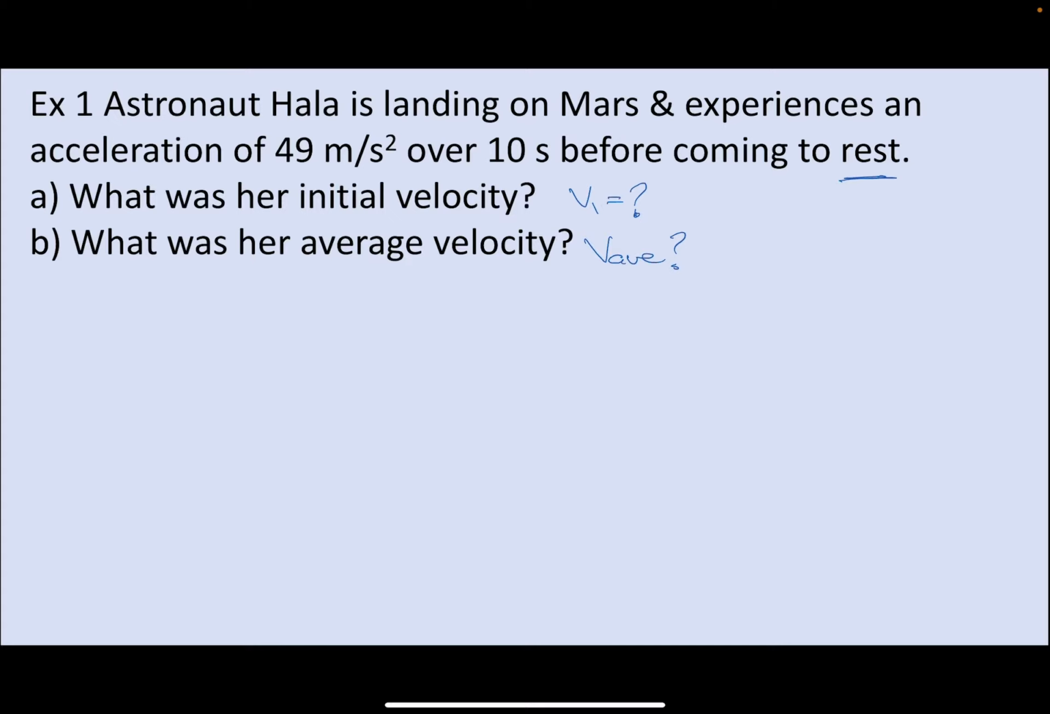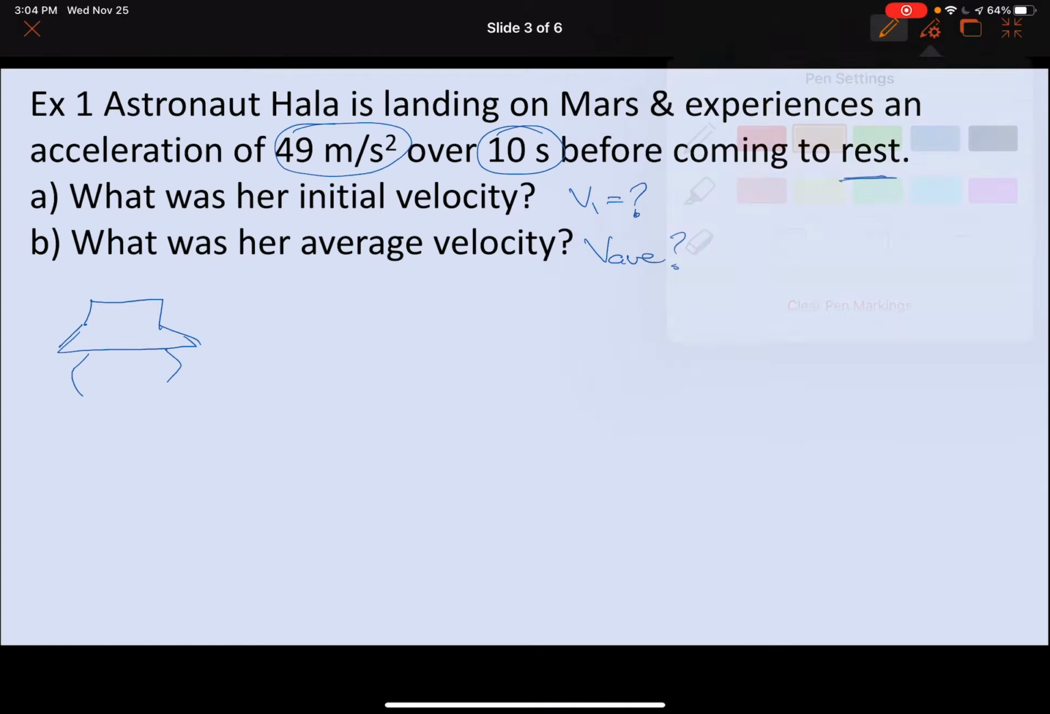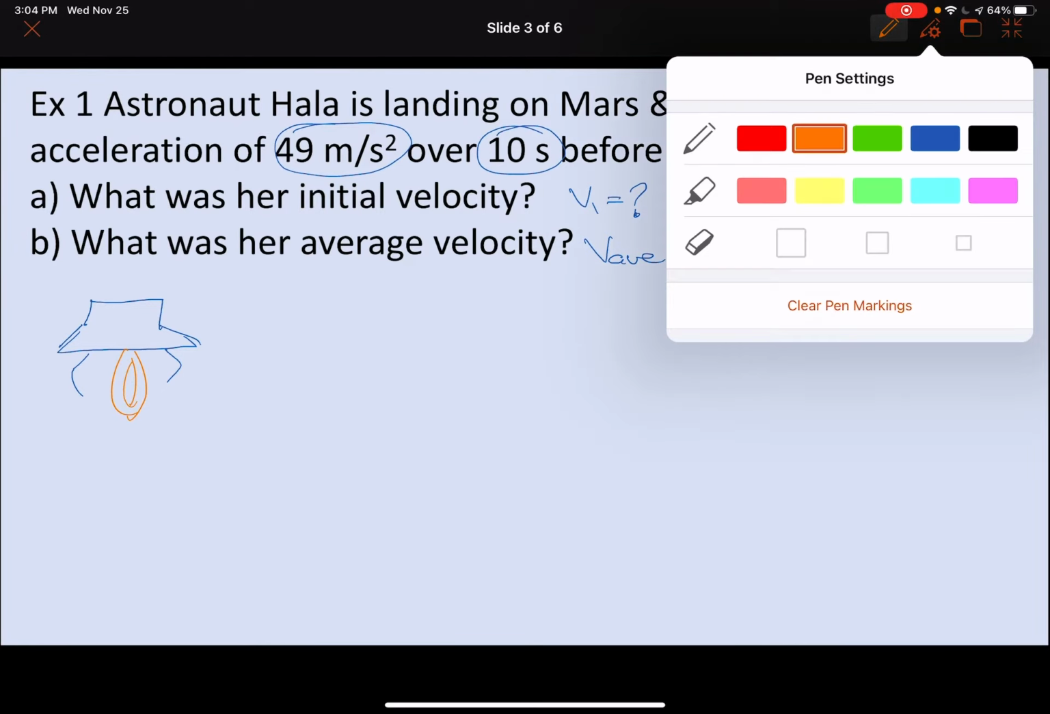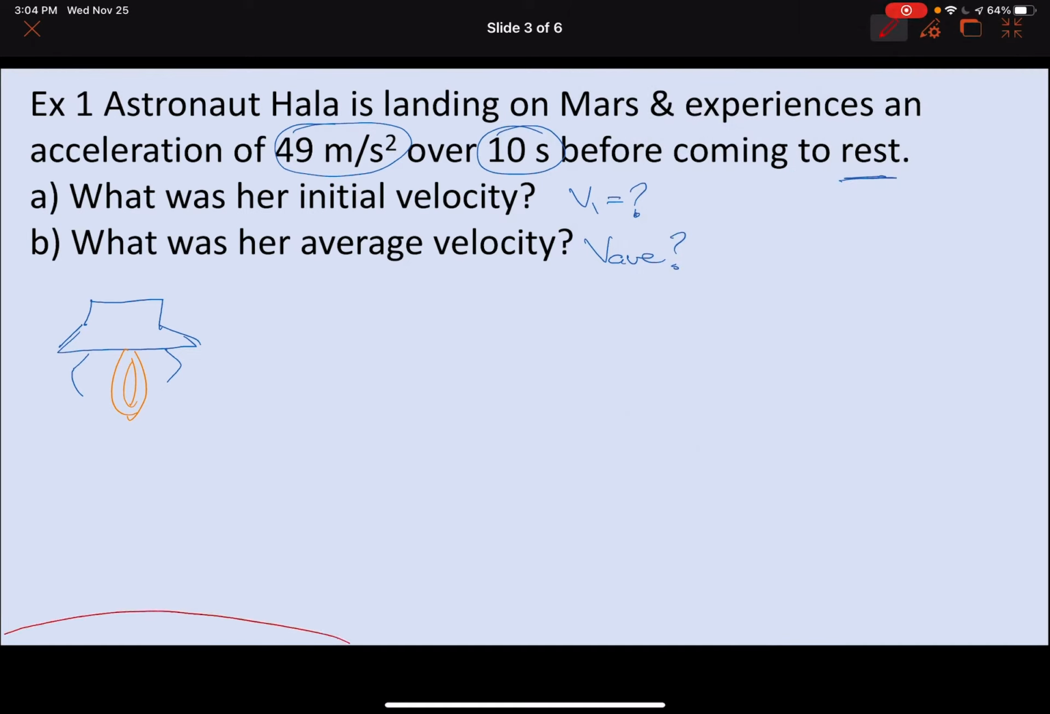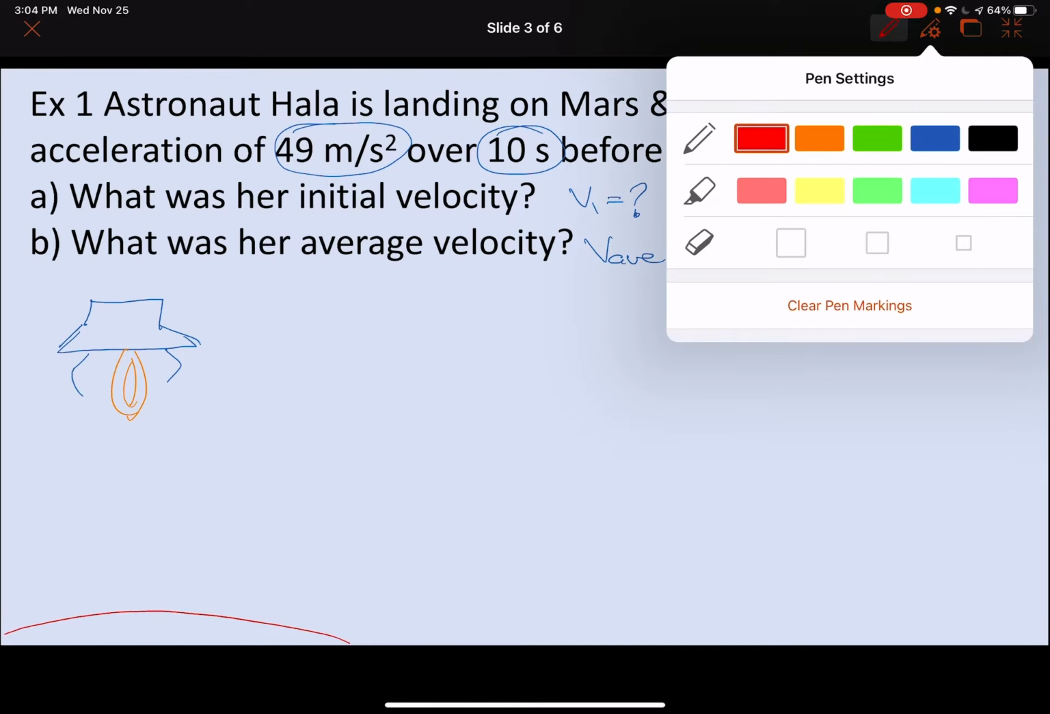We're given some numbers up here: 49 meters per second squared, 10 seconds. What are these numbers? Let's identify what these things are, but let's also think of her spaceship coming down. I don't know what her spaceship looks like here. Kind of looks like a top hat or something. Here's her spaceship, here's the legs, and here's some flames. We can pull out some orange flames. Here she comes down, landing on the surface of Mars. Of course, we know Mars is red, so here's the surface of Mars.